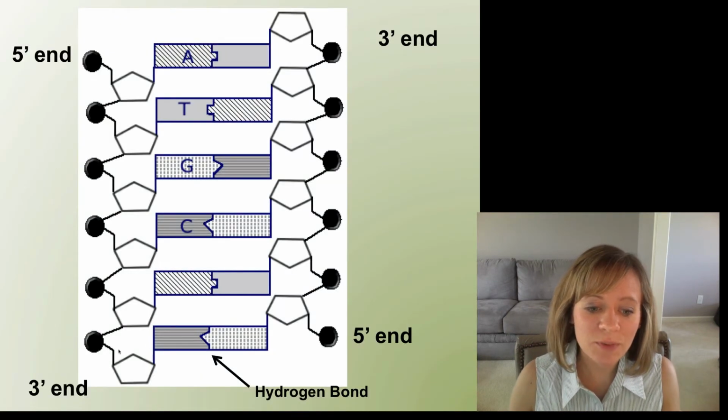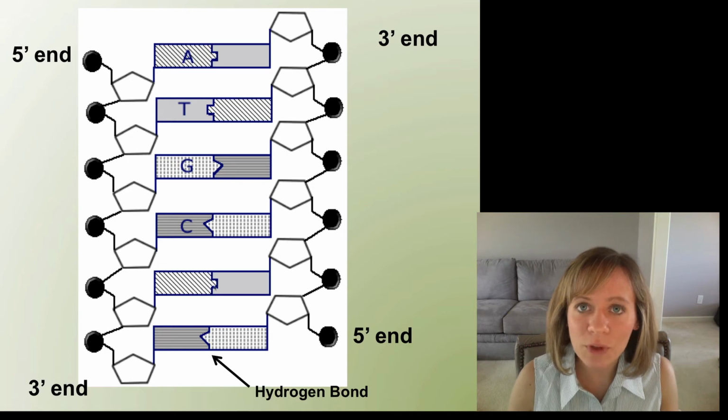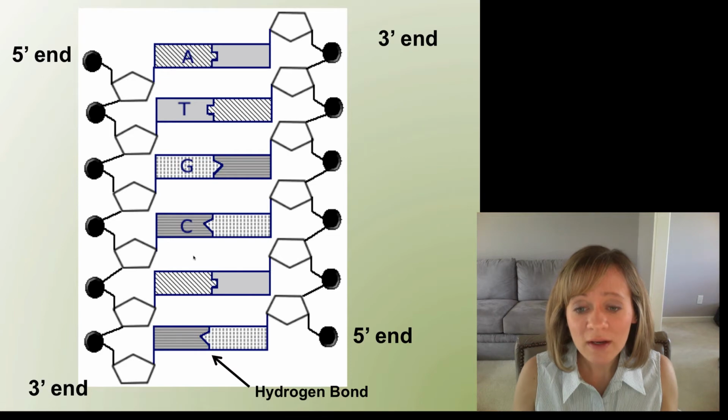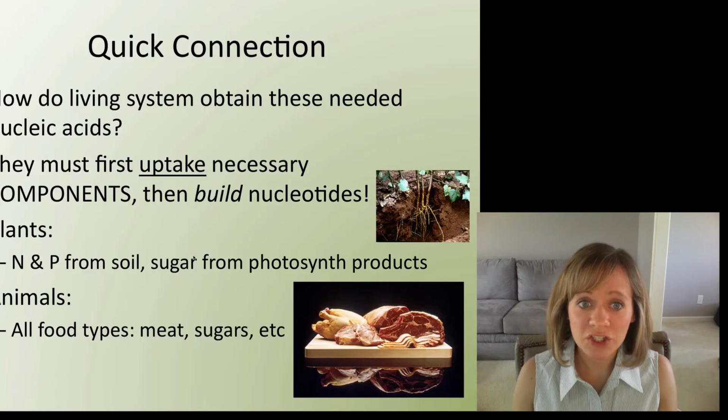Okay, so here's the example: 3' down here, 5' up here, and this is going the opposite direction. And this right here is the easily broken hydrogen bond, so that we can pull those strands apart, and then we can copy them for the next generation.